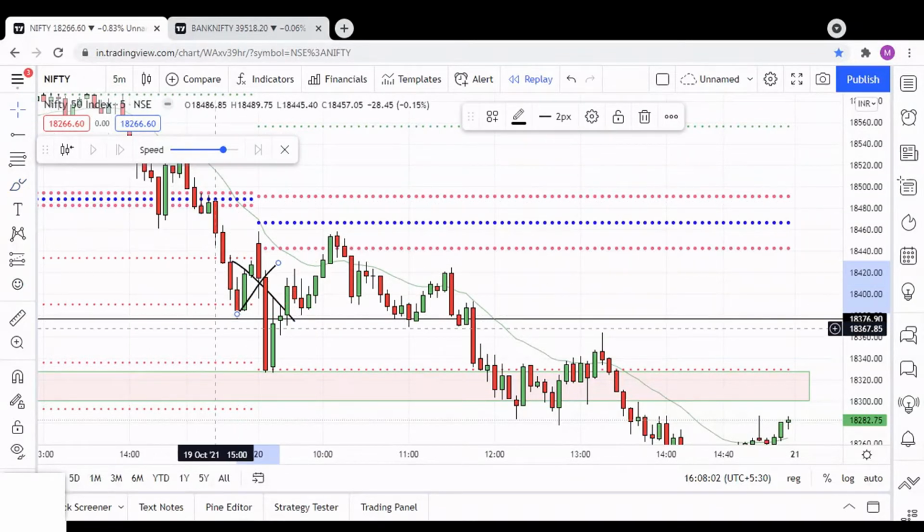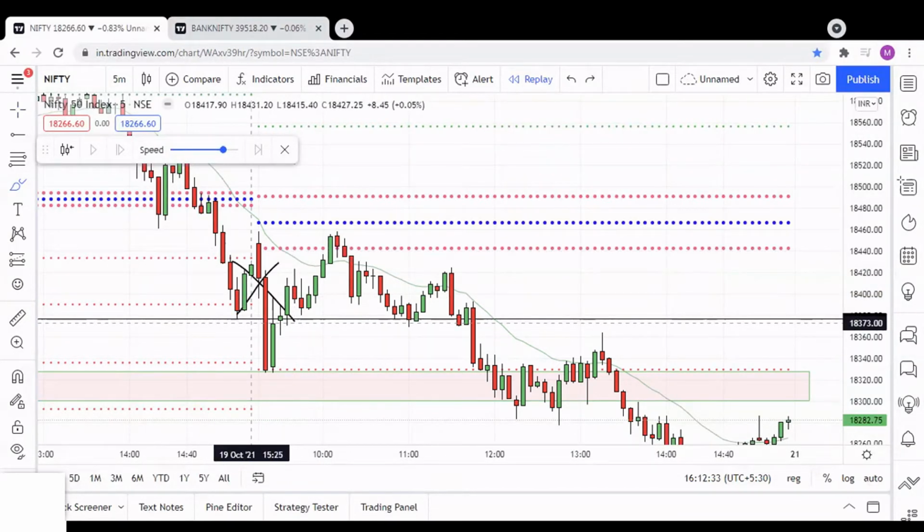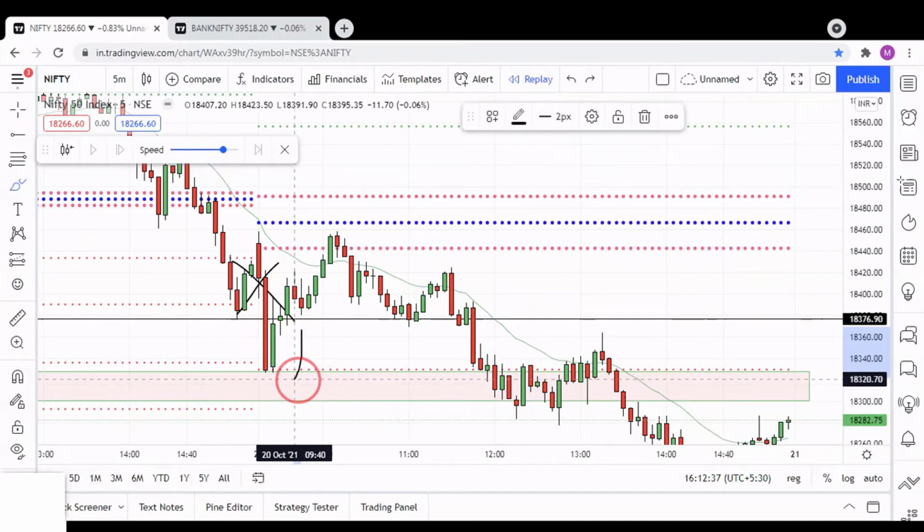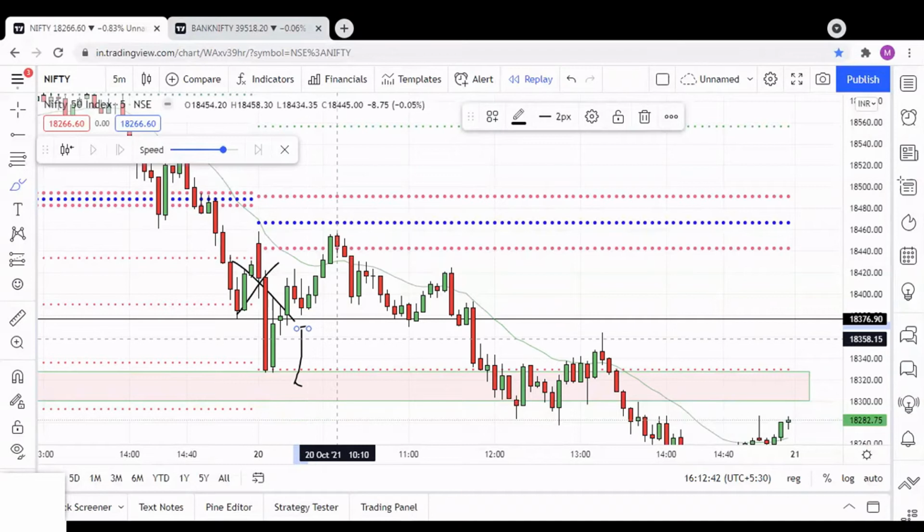Looking for the next opportunity, the market came down, touched the Virgin CPR and reversed from there. You may think to enter the trade at the close of this green candle, but look at the stop loss. Stop loss will be from center of the Virgin CPR and the top of this candle. The stop loss is too big. If the stop loss is too big, I will not prefer to enter the trade.